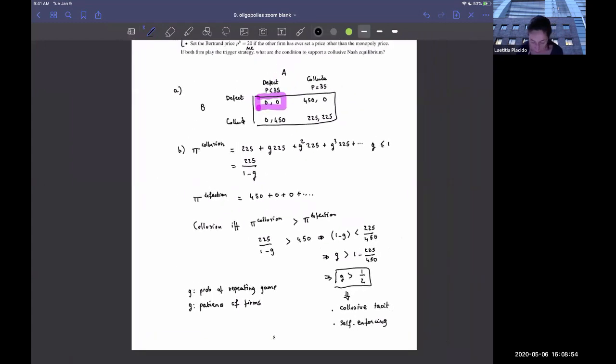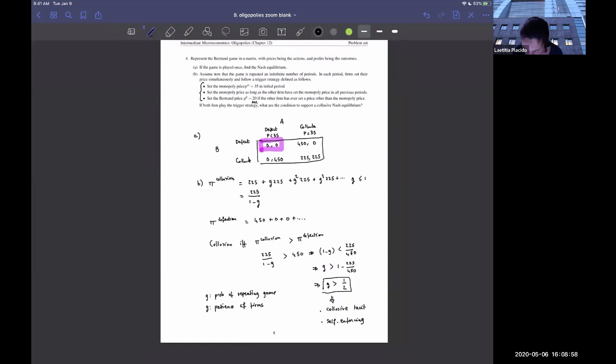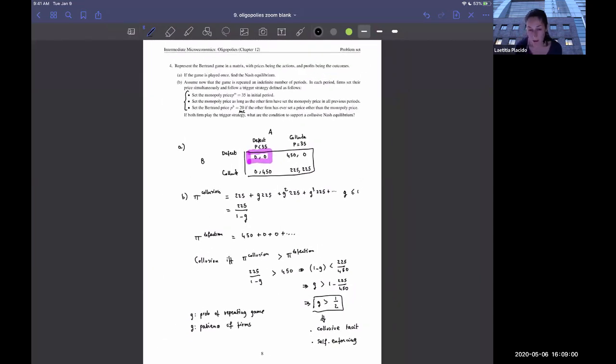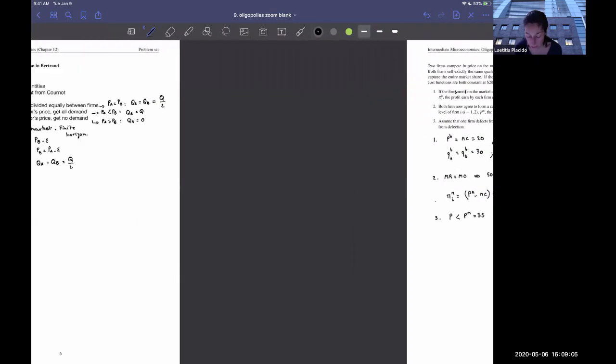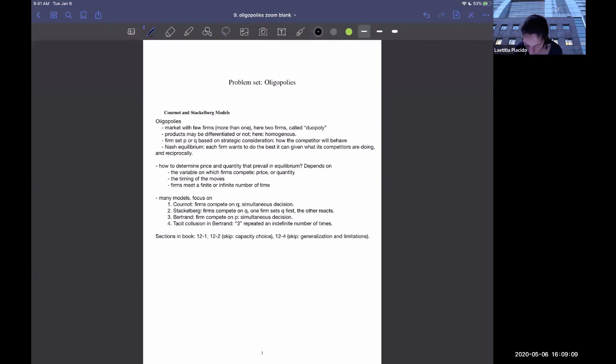All right. So I'm done here. I really recommend that you read the book section about this. It's very clear. It's not very long. And that's section 12.4 here.